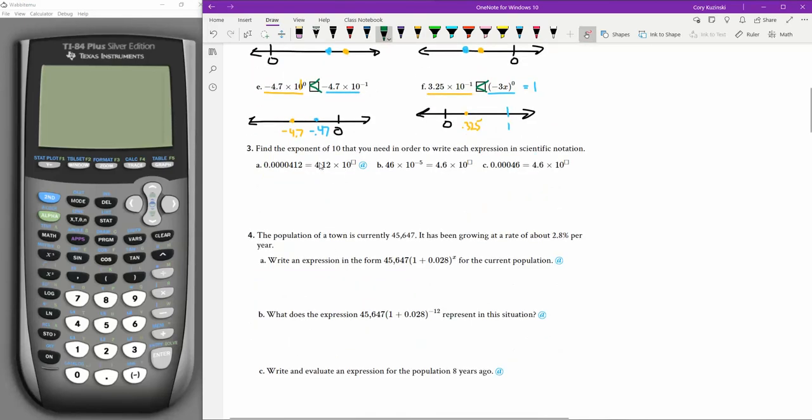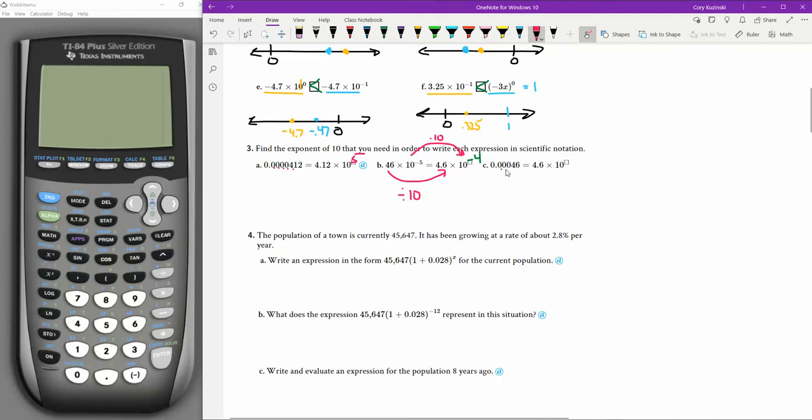All right, find the exponent of 10 that you need to write this in scientific notation. Okay, no problem. We got to move it to the right 1, 2, 3, 4, 5 times, so that would be a 5. So this one, how about we look at it like this? What happened here? We divided by 10, so I need to multiply by 10 here. What's that going to change my exponent to? It's going to make it 1 bigger. So negative 5 plus 1 is negative 4. Negative 4. All right, and last one.